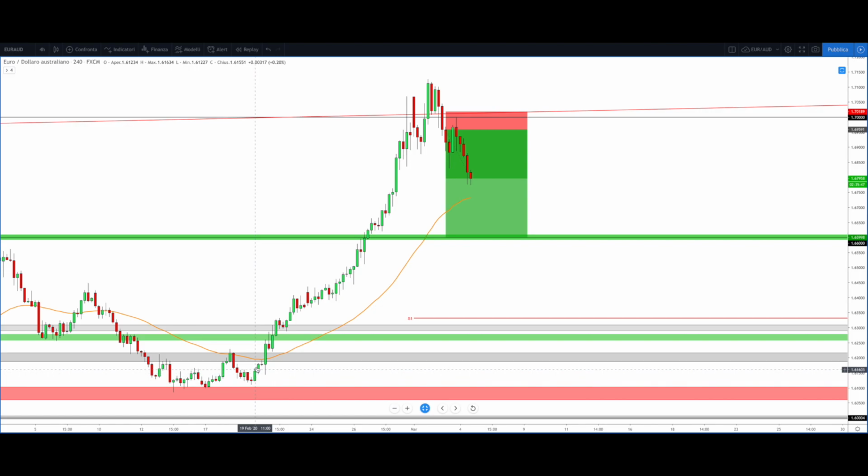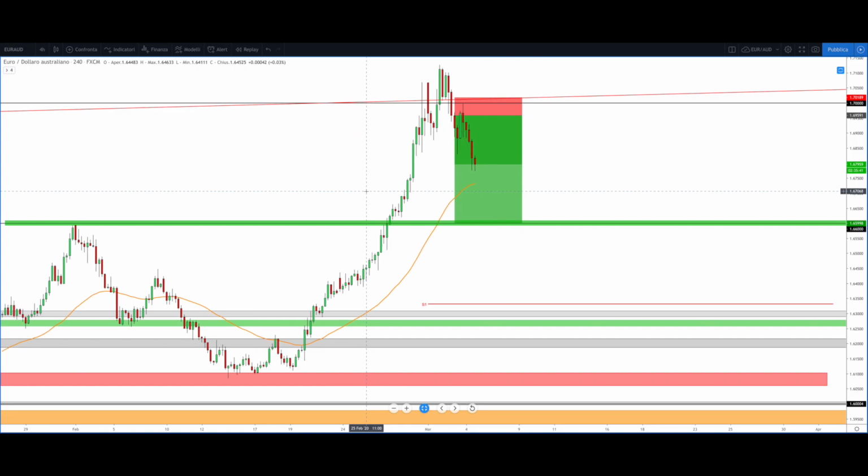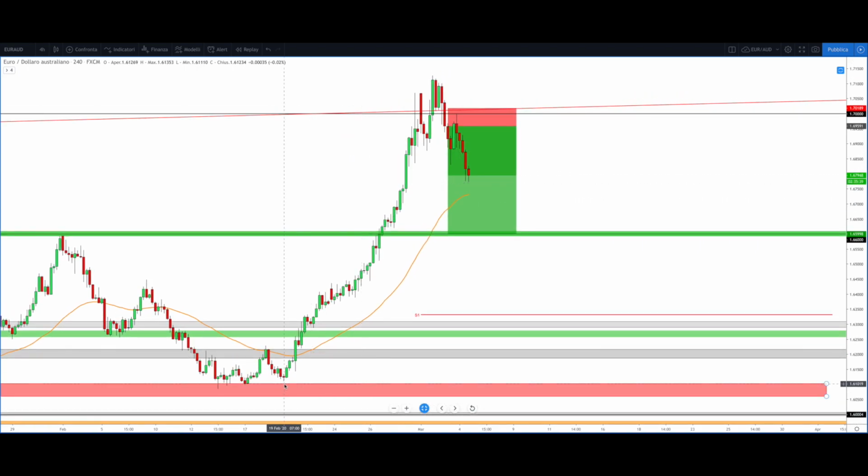19 February, the price started this huge bullish movement that brought it from 1.61 to touch 1.71 here. And we can see that during this huge bullish movement, around 900 pips, the price has not made any correction, completely broke this previous high around 1.66 and continued this bullish movement without any correction until the price reached 1.70.